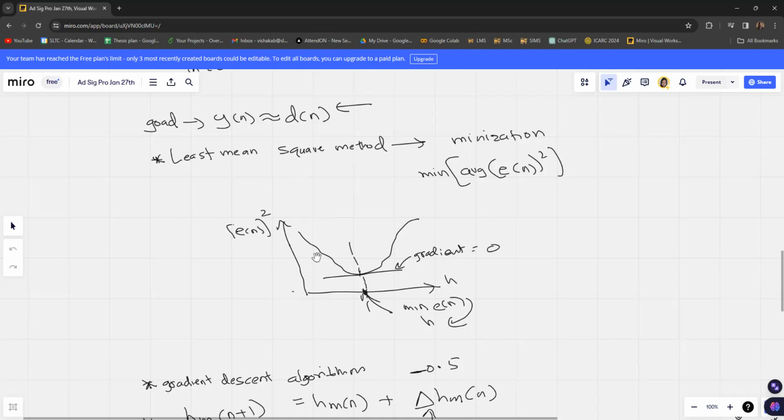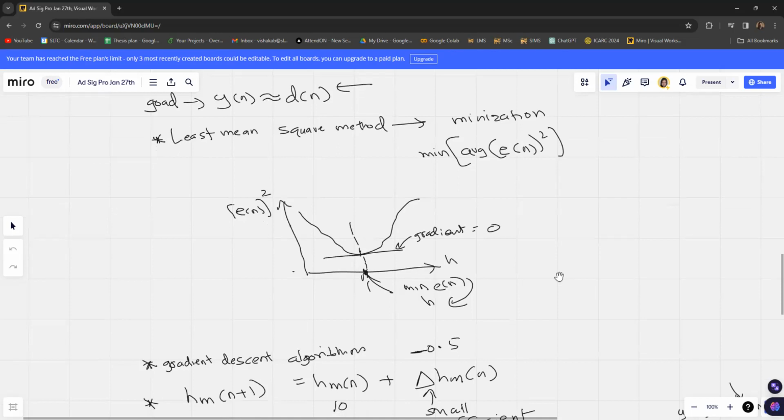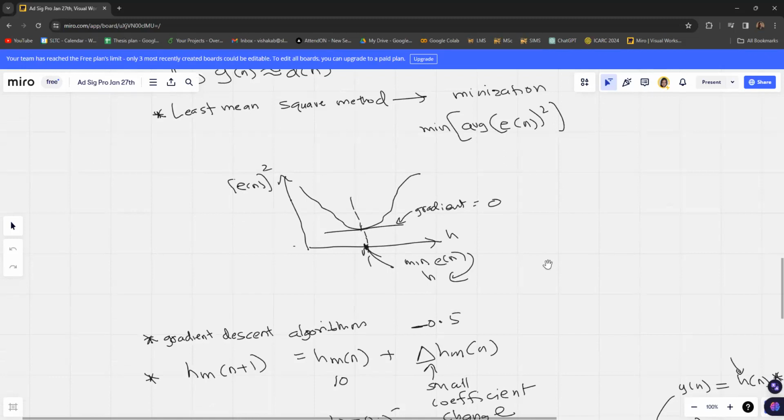And there could be some maximum places also where the gradient becomes 0. So in order to find out exactly where the error becomes minimum, we need to also find the second derivative of the function. That also should be fulfilling a certain criteria, which is that that value should be positive. So we will discuss also about that.